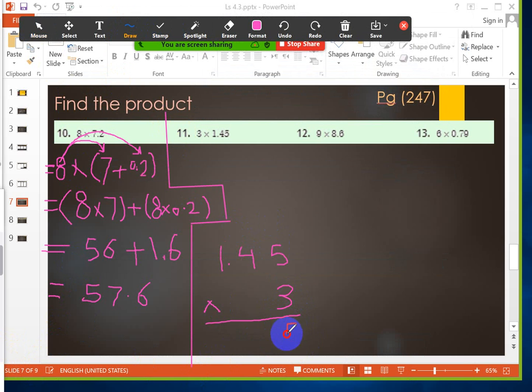I have to put 5 here and 1 above the 4. Very good. 3 multiply 4 equals 12. 12 plus 1 equals 13. So I have to put 3 here and 1 above the ones. Now 3 multiply 1 equals 3. 3 plus 1 equals 4. So 4. Would I have to put the decimal point here?